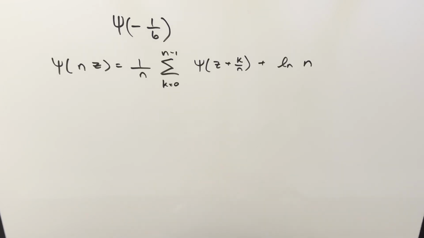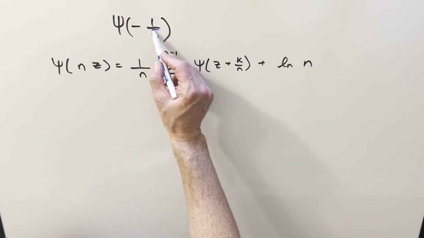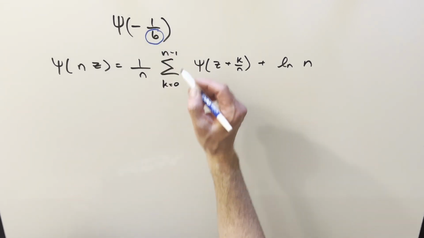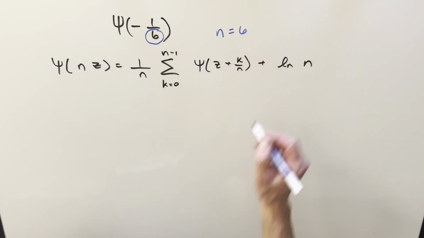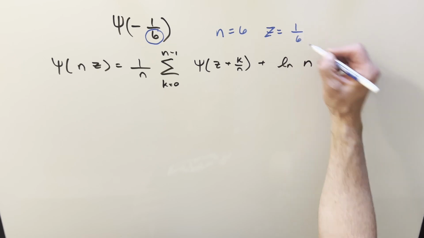Okay, so to start with, what I want to do is use our multiplication formula on this. What we'll do is make this value like the n in this formula. So we're going to say n equals 6. And then what I want to do is make z 1 over n, or z is going to be 1 over 6.